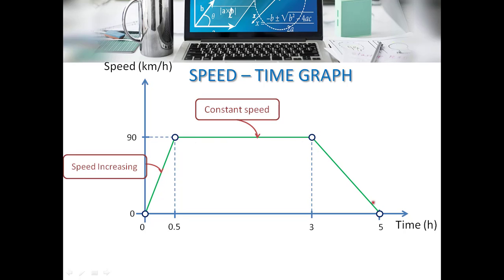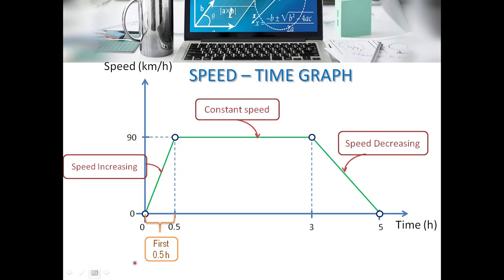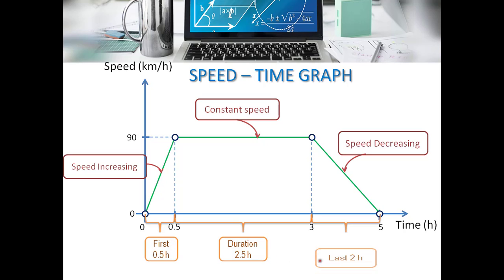And then here indicates the speed is decreasing. Okay, the speed is gradually decreasing throughout the time. So now the time taken here is the first 0.5 hours, and then 3 minus 0.5, you have a duration of 2.5 hours with a constant speed, and another one is for the last 2 hours. So this is the overview for the speed time graph.